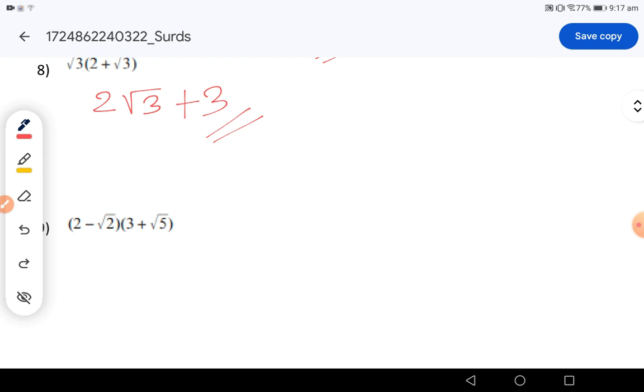Question 9, 3 minus root 2, 2 plus root 5. 3 times 2, 6 plus 3 root 5 minus 2 root 2 and minus root 10. 5 times 2, 10. Is it possible to make any simplest form? No, that is the answer.